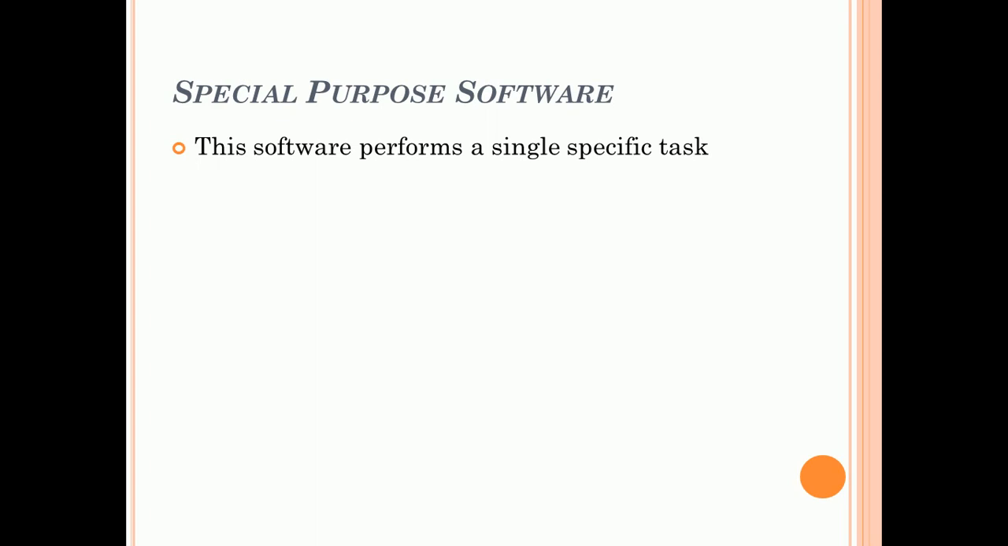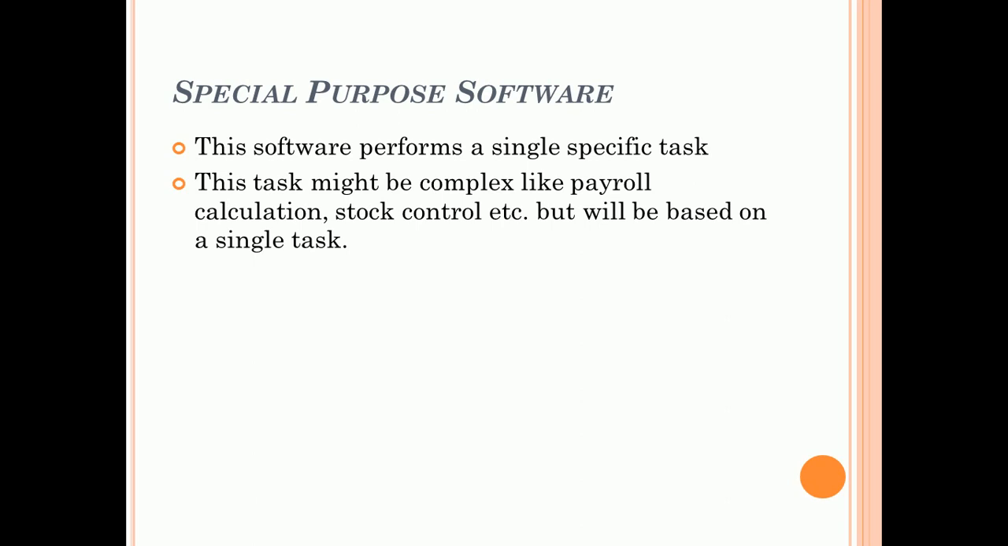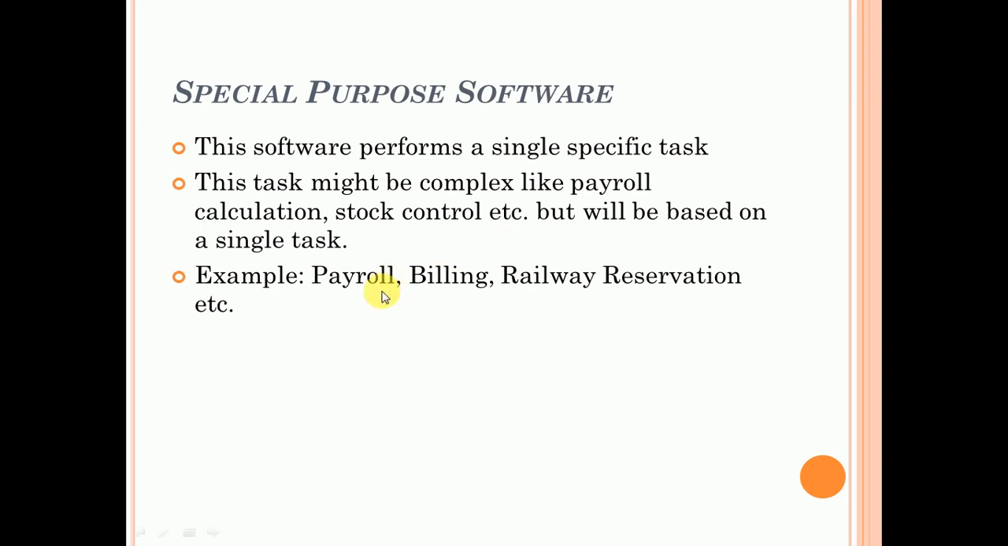This software performs a specific single task. Examples: payroll calculation, stock control, all these are single tasks. You can look at this example: payroll, billing, railway reservation, etc. All these are the examples of special purpose software.